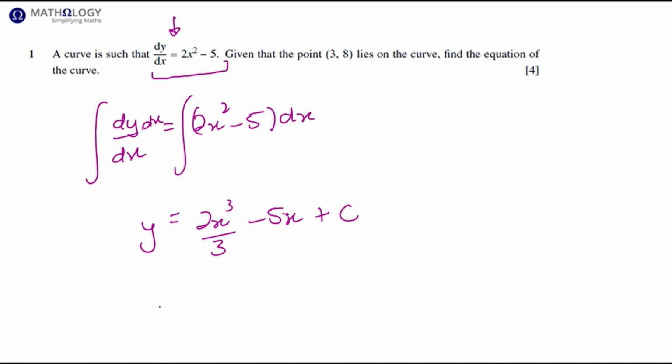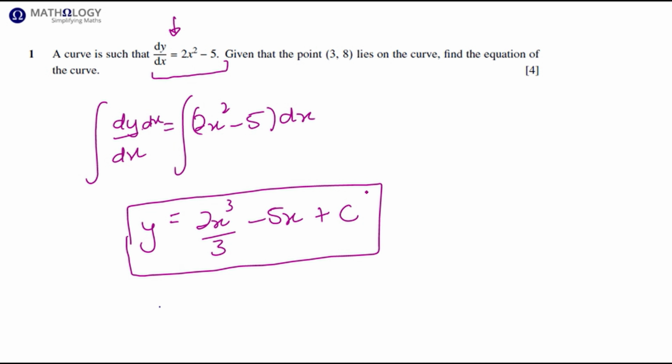If you are not sure or need to refresh your integration techniques, there is a separate video in the description box below, so refer to that if you need to. So this is the expression now for the curve. We need to determine what the value of c is, and we do that by substituting the point that lies on the curve. Since this represents the equation of the curve, and we were given a point that lies on the curve, we would substitute this point into this expression to find the value of c.